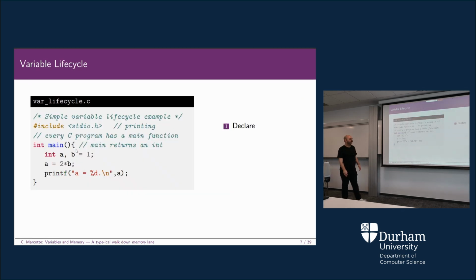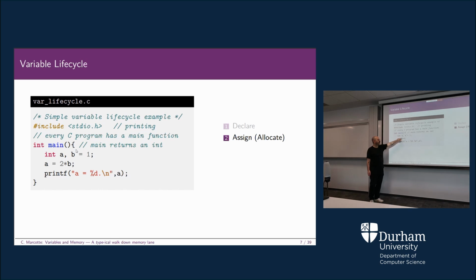Now let's talk a bit about the variable lifecycle. This is a very short example program. It is valid, it compiles, it runs even. You always start with a declaration, because if you don't declare any variables, your program doesn't do anything. So here we have int a, and then b equals 1. Then we set a equal to 2 times b, and then we print a. So we start with declaration, then we assign. So here we're declaring a, we're declaring and assigning b, and then we assign a.